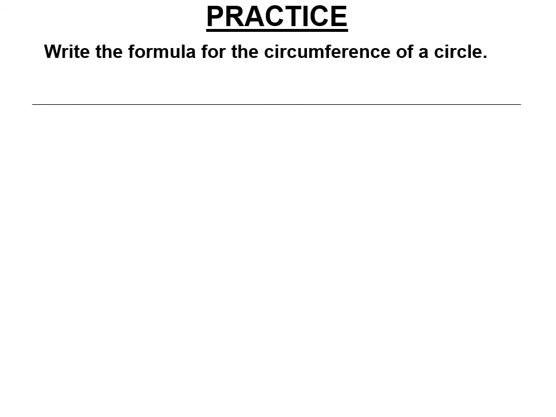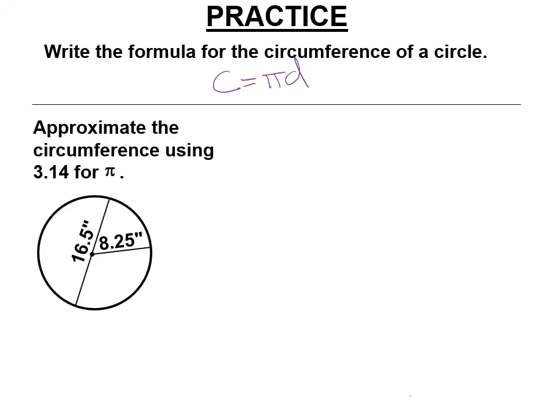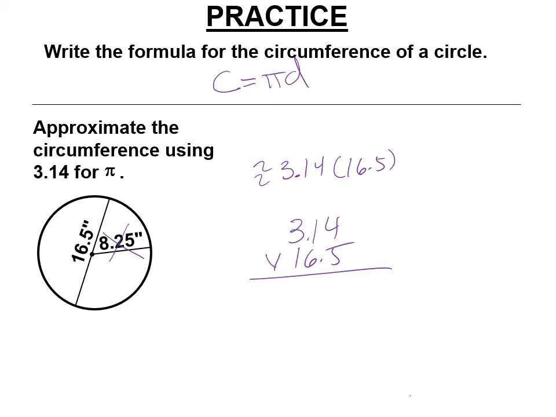Let's practice. Write the formula for the circumference of a circle. The formula is C equals pi d, pi times the diameter. Approximate the circumference using 3.14 for pi. Okay, so it's pi, 3.14, and what's our diameter? Times 16.5. Is 8.25 times 2 16.5? Yes. We can put either one up top, right? Because they have the same amount of digits. We should get the same answer no matter.